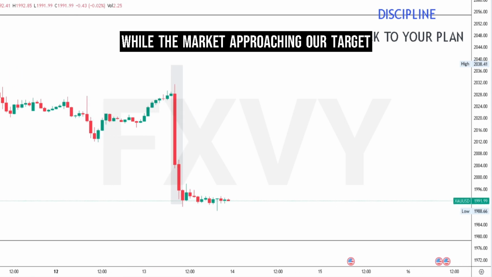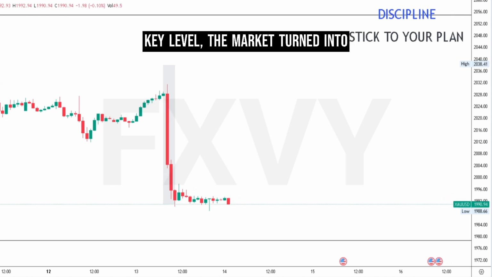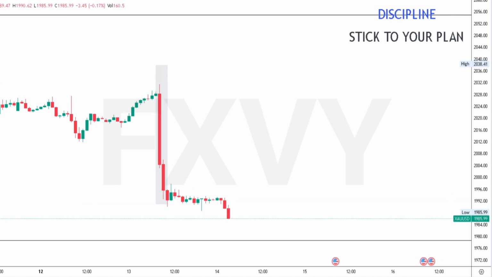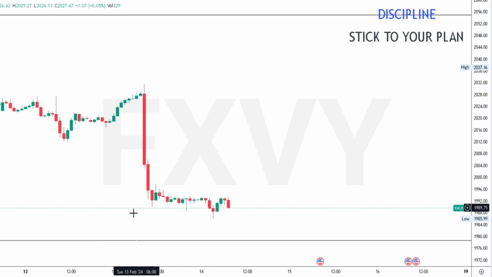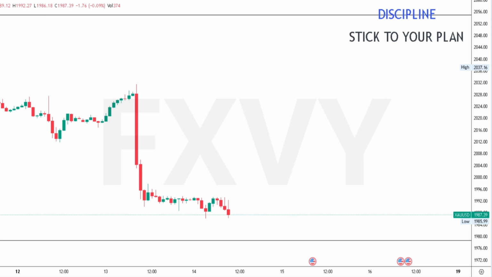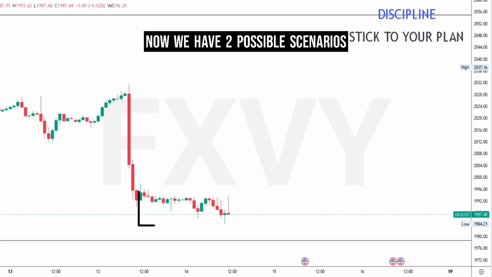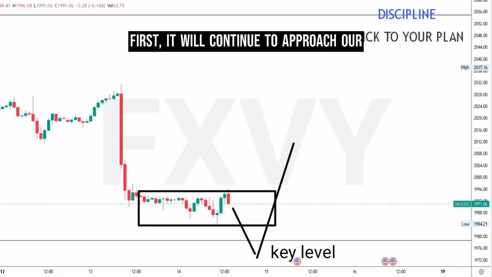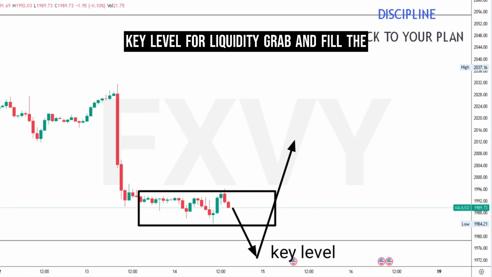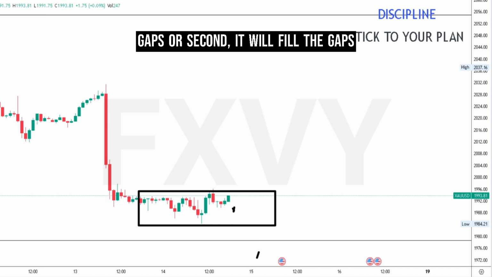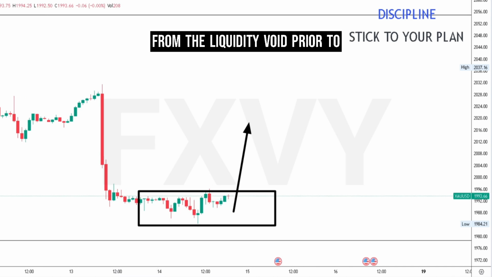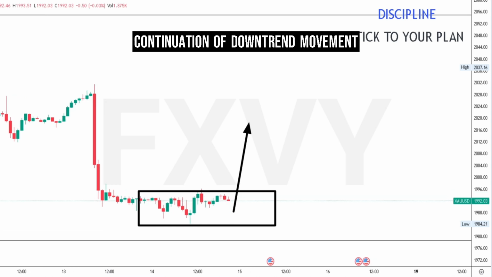While the market is approaching our target key level, the market turned into consolidation. Now we have two possible scenarios. First, it will continue to approach our key level for liquidity grab and fill the gaps. Or second, it will fill the gaps from the liquidity void prior to continuation of downtrend movement.